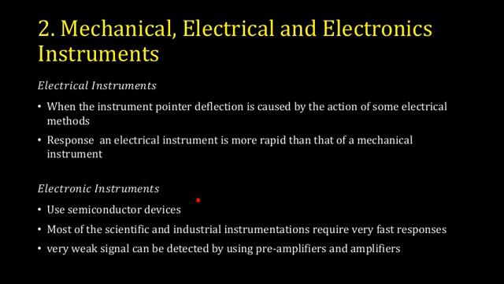And you have electronic instruments which use semiconductor devices, and most of the scientific and industrial applications require very fast responses which make use of electronic type of instruments. One of the main advantages of electronic type of instrument is that you can make use of amplifiers, pre-amplifiers and other amplifiers to amplify very weak signals which can be shown, which in the case of electrical instruments or mechanical instruments may not be possible.